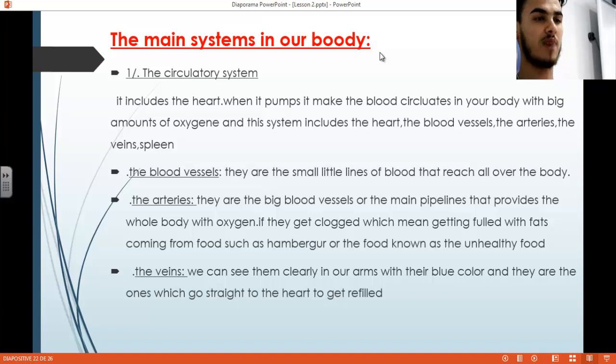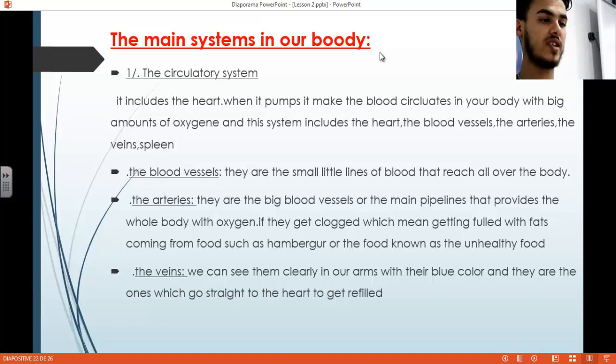As you know, the heart pumps the blood all over our body. The blood vessels are the channels through which the blood walks, and the arteries and the veins. The blood vessels are the small little lines of blood that reach all over the body. The arteries are the big blood vessels or the main pipeline that provides the whole body with oxygen. They can get clogged, which means getting filled with fats coming from food such as hamburger or any junk food, known as unhealthy food.